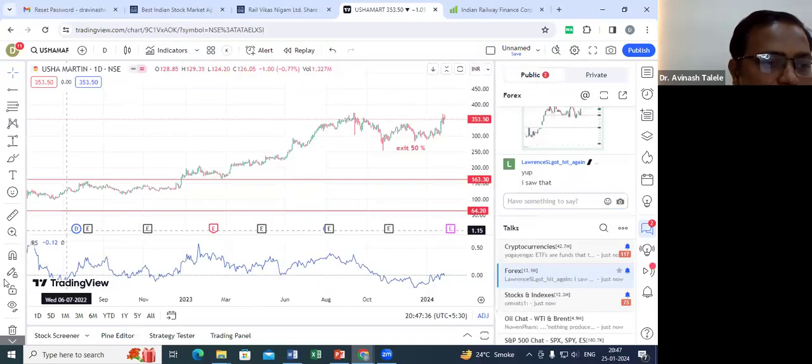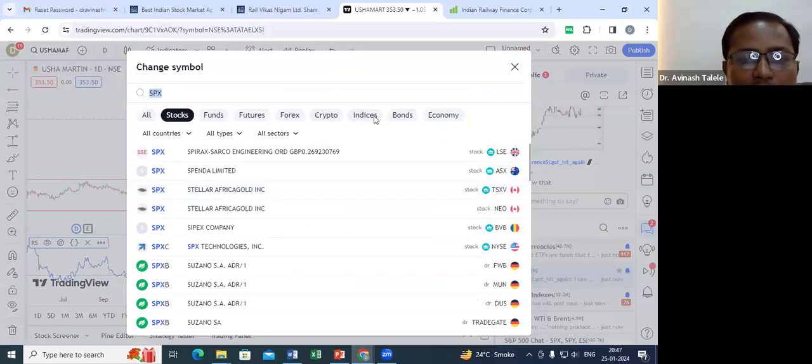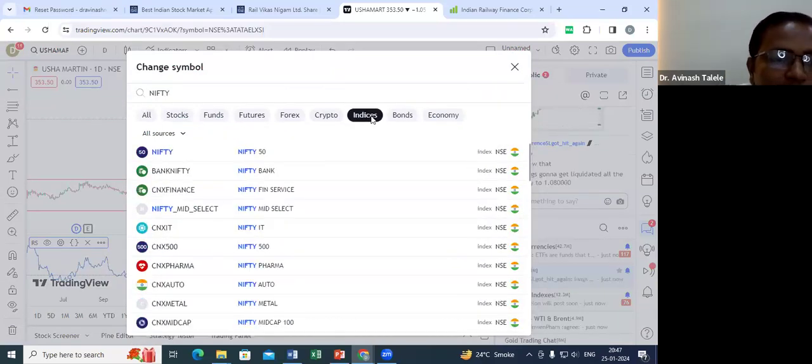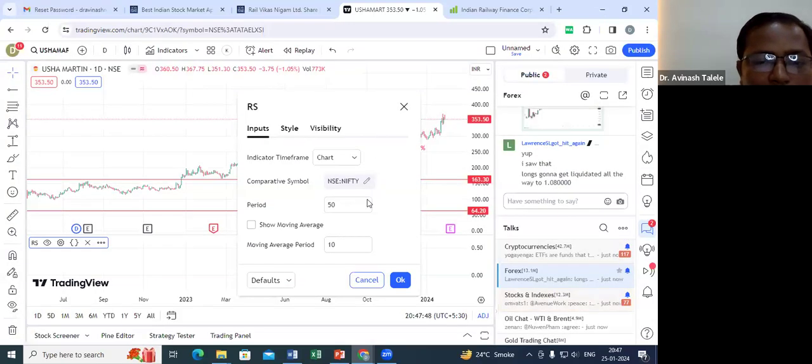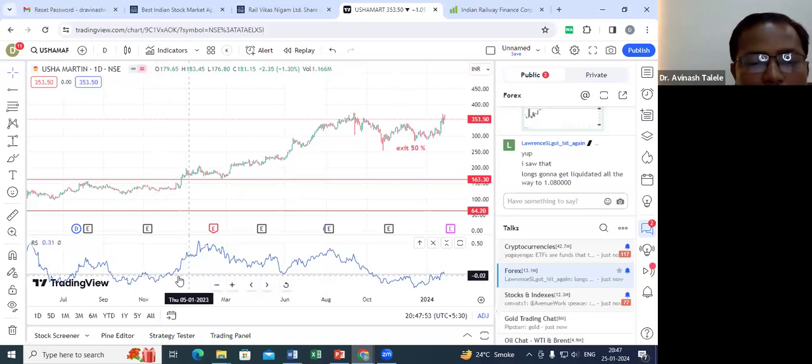This is one of the indicators by Modelius, but he has used SPX. Now our index is Nifty, so we will do Nifty here, Nifty 50, right? And okay, so here we are getting a chart and this is 0. So anything above 0 is good.